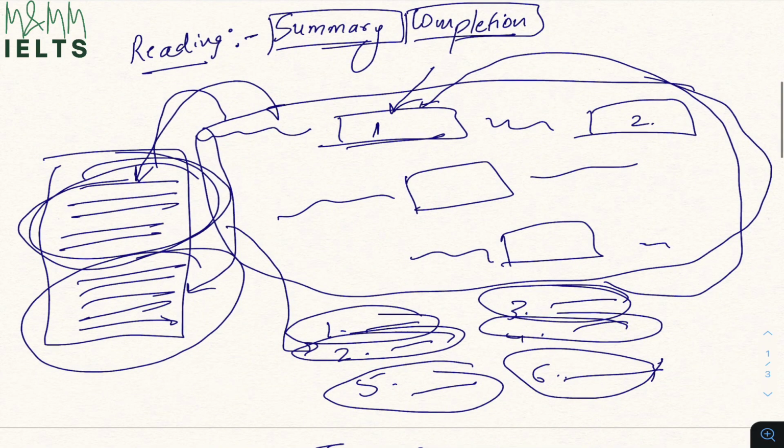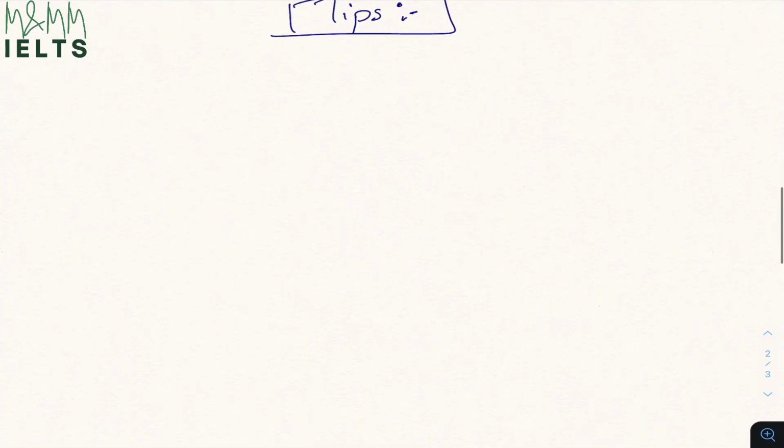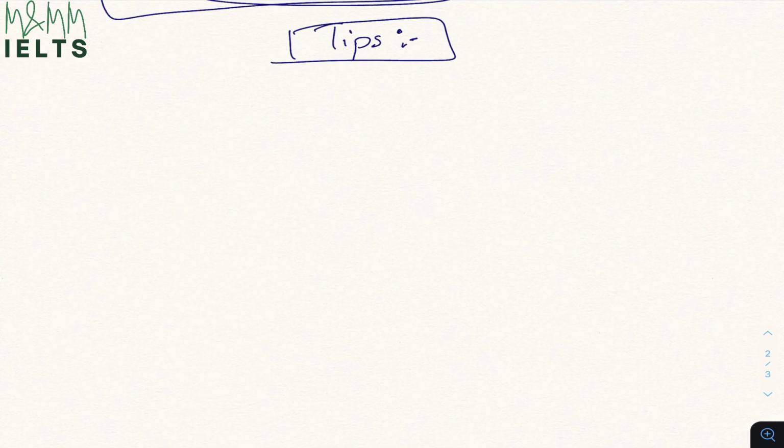Now let's understand some tips that we can follow in this particular topic, because it's a very straightforward one. You've got a summary completion, you've got a paragraph with a few blanks, you just read out the paragraph, find the information. But let's see certain tips that can help us to increase our reading scores, or let's say that can help us to get more correct answers in summary completion.